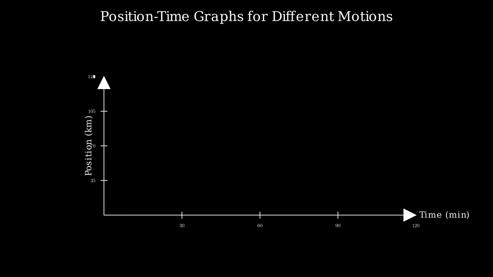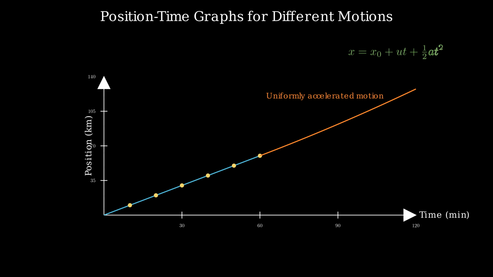During the first hour of constant velocity, your position changes by a fixed amount each minute. 60 kilometers per hour means you travel 1 kilometer per minute. The graph is a straight line with constant slope. During the second hour, you accelerate, your velocity increases, so you cover more distance per minute as time goes on. The position time graph curves upward, getting steeper and steeper.